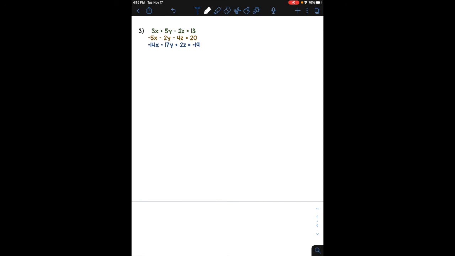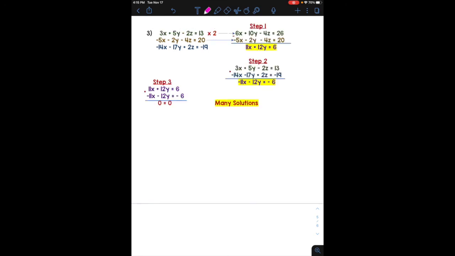The answer you should have got for problem number 3 is many solutions. In step 1, I chose to take the first two equations and multiply the first equation by 2 so that when I subtract, we will eliminate the z variable. In step 2, I decided to take the first and the third equation and add the 2 to again eliminate the z variable. There was actually no need to multiply because the coefficients for z were already opposites.